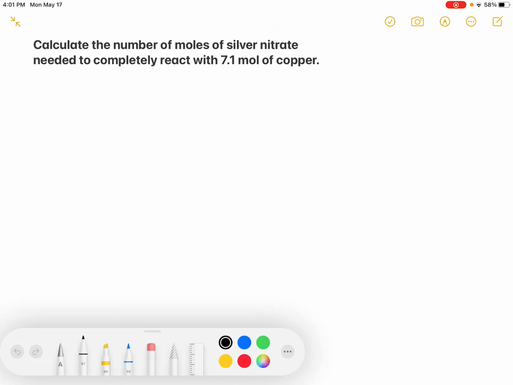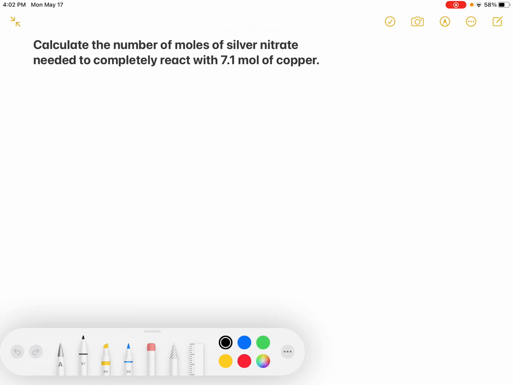All right, we're back with our second example of mole-to-mole stoichiometry, in which you will be given an initial value of moles, and your unknown will also be a value of moles. So this question tells us to calculate the number of moles of silver nitrate needed to completely react with 7.1 moles of copper.